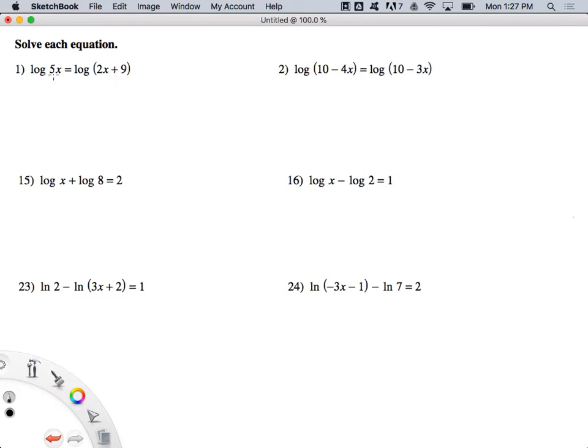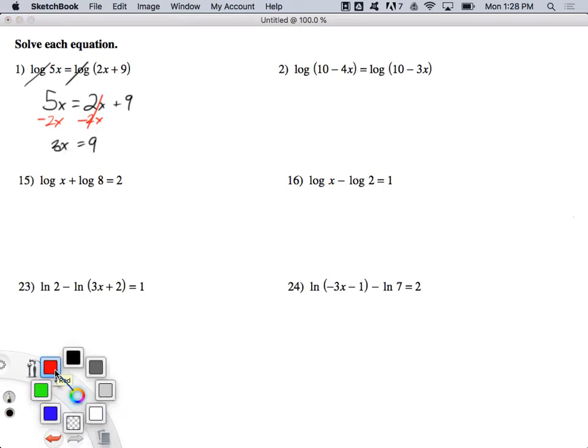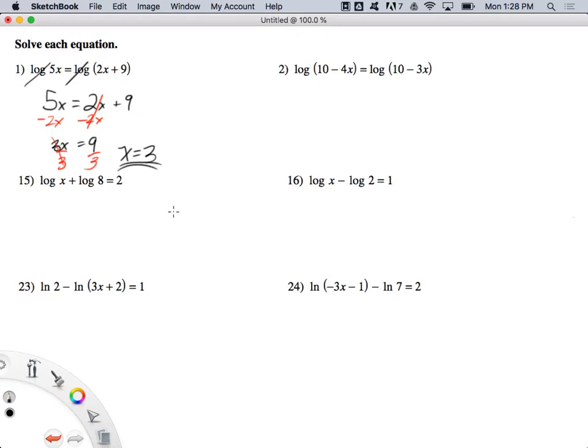When I have a logarithm equal to another logarithm, if they're the same base, which they are, then in a sense it's like I just cancel them out. I just get 5x equals 2x plus 9. Subtract 2x from both sides, and I get 3x equals 9. Divide both sides by 3, and I get x equals 3. Any questions on that one? That was a great one.